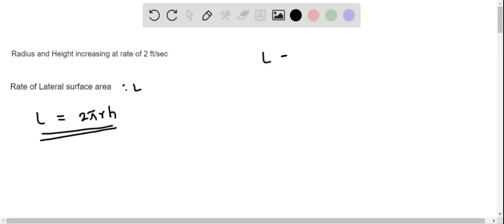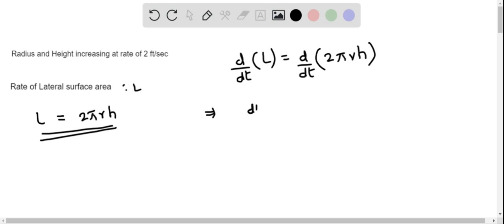Let me copy this formula, that is L equals 2 pi r h, and I find the derivative on both sides. So I put the derivative symbol, that is d by dt of L, as well as to the right side, that is d by dt of 2 pi r h. Now on the left side we will have dL over dt. Derivative of L with respect to time is dL over dt. So this represents the rate of lateral surface area.